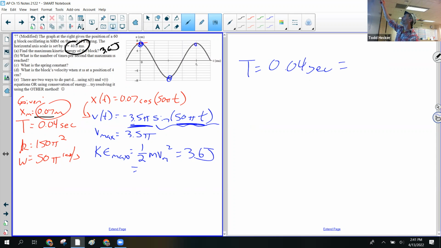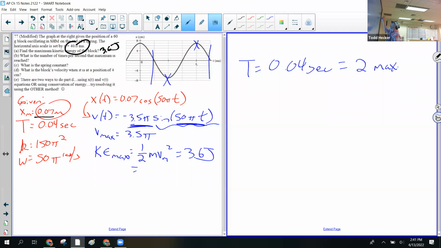Yes, and we don't need to count that one again. Why don't you count that one again? If you imagine the period going from here to here, you can see that within that time you hit the max there and there. So every time you go through a period, you're going to hit the maximum 2 times. 2 maxes. And so then you would just set up a ratio.